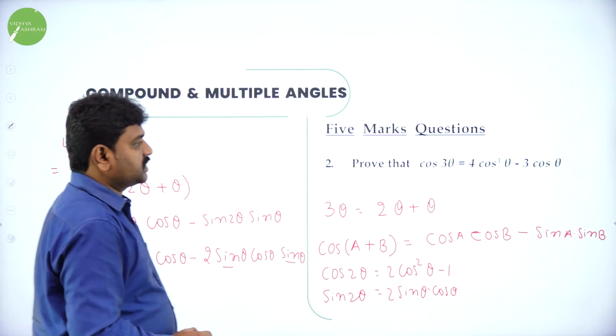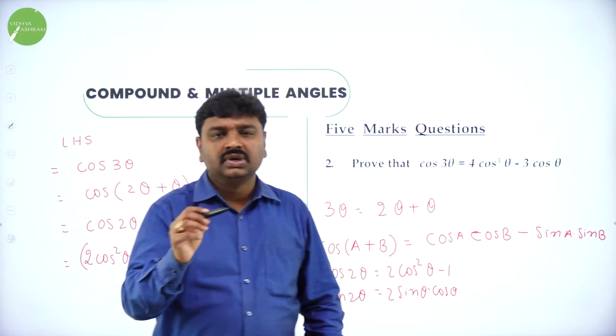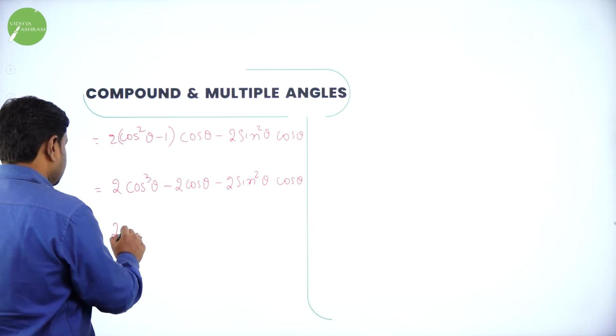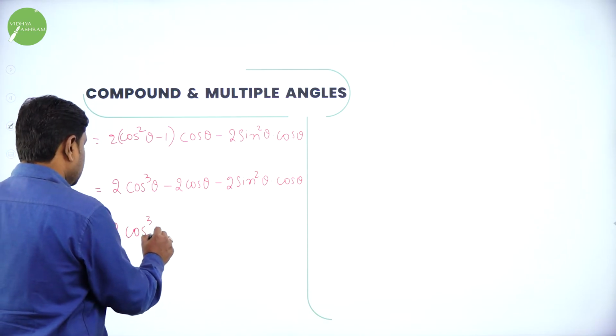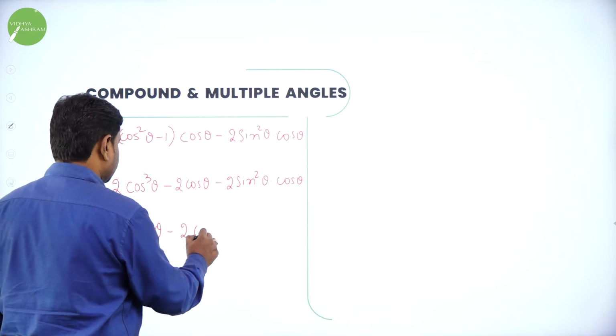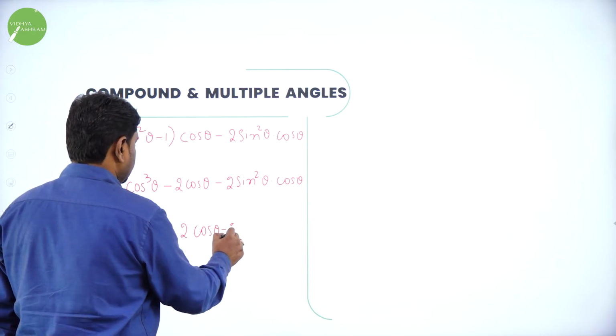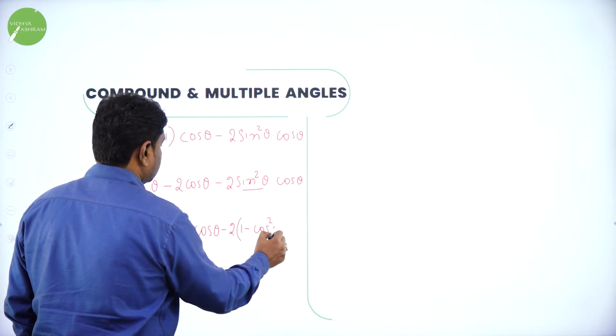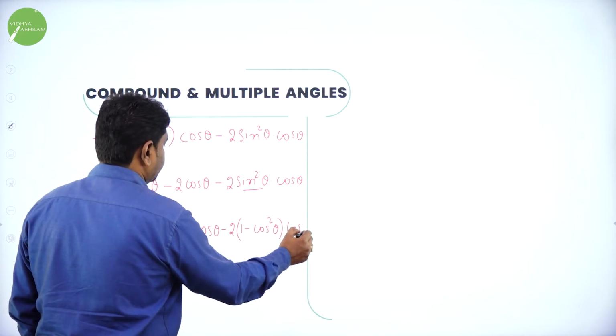So when you observe, RHS is made up of only cos. So convert sine square to what? Cos. So here we have 2 cos cube theta minus 2 cos theta minus 2 into, in place of sine square, write it as what? 1 minus cos square theta into what? Cos theta.